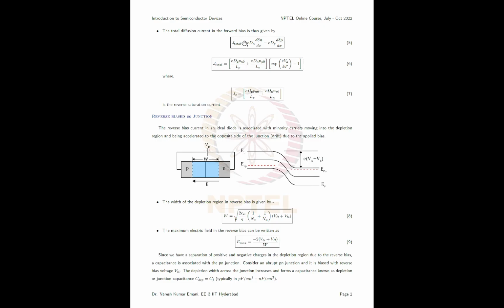So the total current is given as the summation of the hole and electron currents, which is eDn d of delta n by dx minus eDp d of delta p by dx, which becomes J total equals (eDp by Lp Pn naught plus eDn by Ln Np naught) (exponential eVa by kT minus 1), and this is called the reverse saturation current Js.